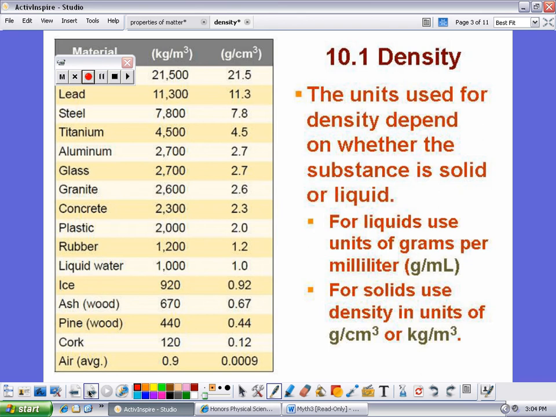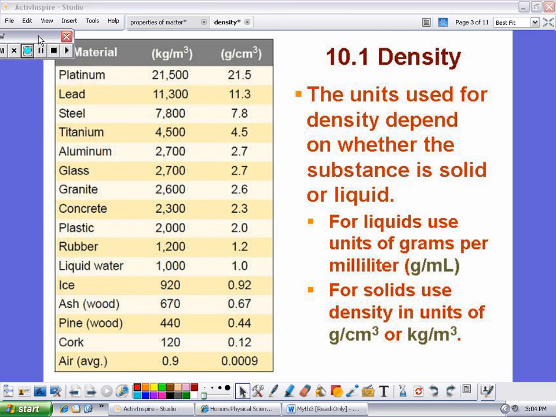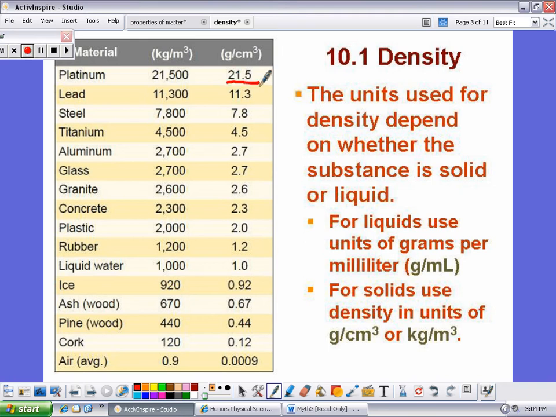And here you have a column that shows you different materials from highest density to the lowest density. Platinum being very dense. Now this is used for jewelry and things like that because it is dense and it does hold up and it's very strong. As you go down the chart, you'll see that aluminum is less dense. Glass, concrete, plastics too. Again, we have water listed again.